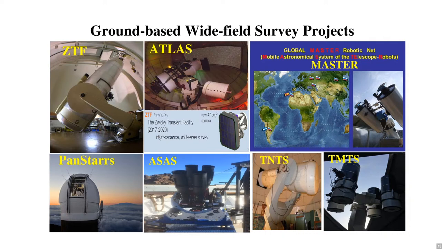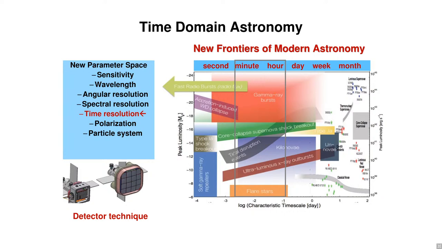Everybody knows that there are a lot of ground-based wide-field survey projects, including MASTER, ZTF, ATLAS, Pan-STARRS, ASAS-SN, and the project I'm talking about today, TMTS. All of these facilities have a very wide field of view, so they can monitor the sky very efficiently. What kind of science you can do with a wide-field facility depends on the resolution or the cadence that you use to monitor the sky.